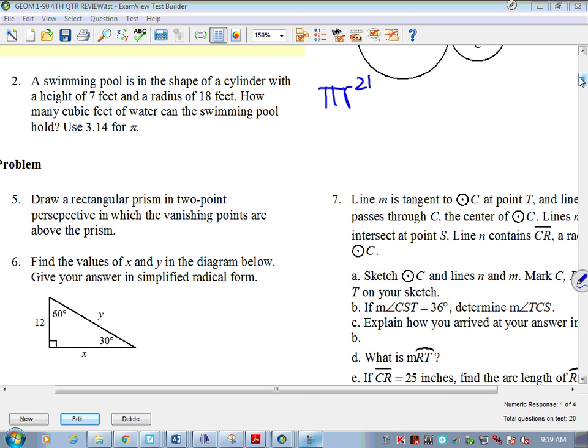How do I find the volume of a cylinder? Pi r squared times height. Very good, Nick. What are we going to use for pi? So volume equals 3.14. What's my radius? 18 is the radius. Okay, 18 squared, and the height is 7. You guys have your calculators there: 3.14 times 18 squared times 7.